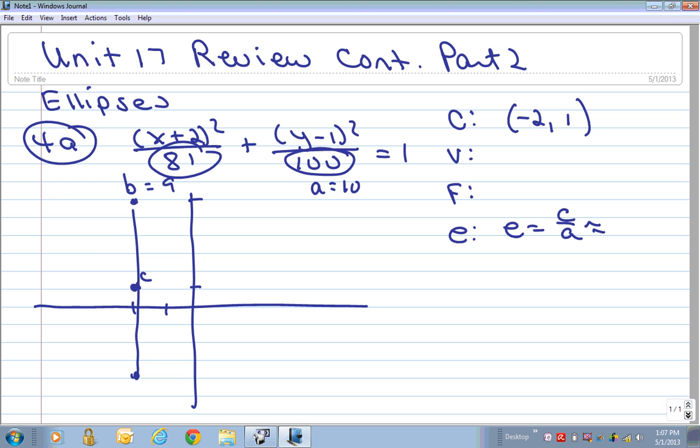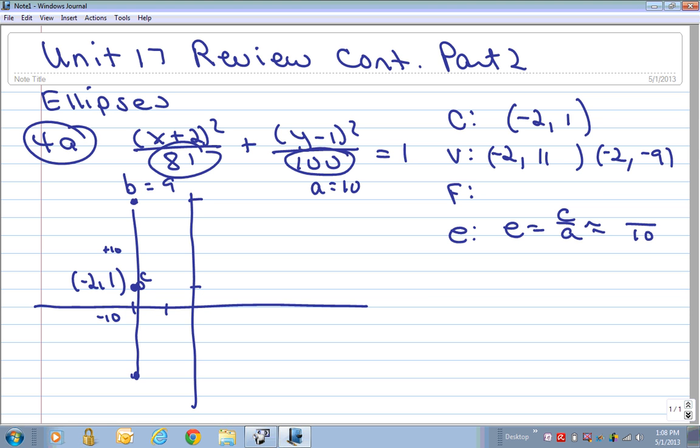So our vertices, think about this. If our center is at -2, 1, and we added 10 and we subtracted 10, then our vertices are pretty easy to find. They're going to be at -2, 1 plus 10 would be 11, and -2, 1 minus 10 would be at -9. And there are vertices. All right, our eccentricity is C over A. We don't know our C value yet. Our A value we do know is 10, so we can put it over 10.